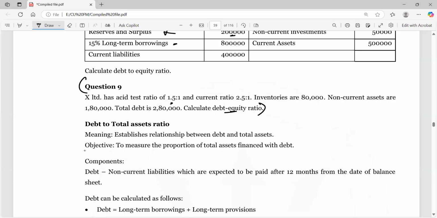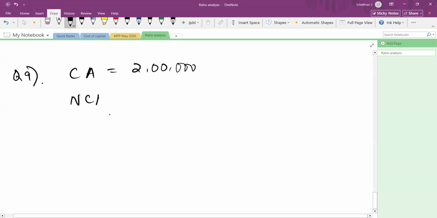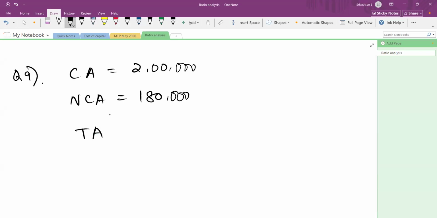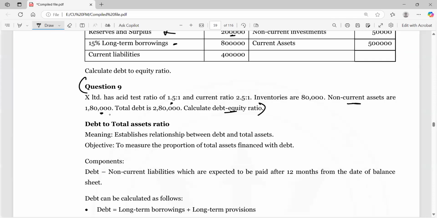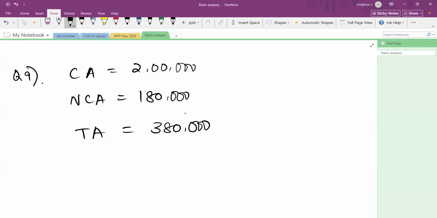And we have a non-current asset of how many rupees? Non-current asset is 1,80,000. So what is the total asset? It is 3,80,000 rupees. Right. Now debt to equity ratio. Total debt is given as 2,80,000. What is the current liability you calculated?